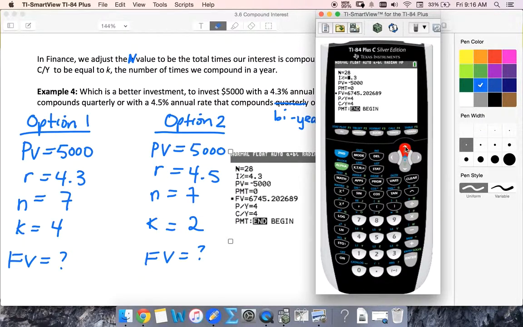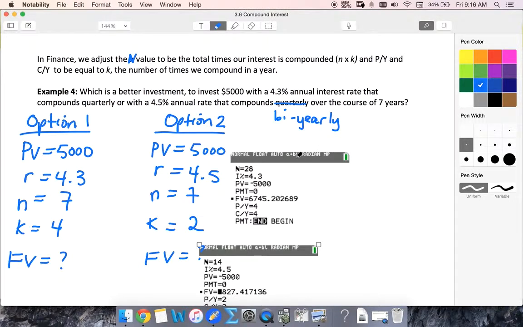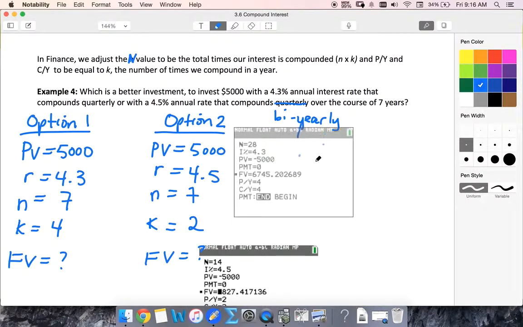So now let's change it. Instead of compounding quarterly, I'm going to take 7 years and compound twice a year. And then 4.5% as my interest rate. Now instead of 4 times a year, it's twice a year. So that automatically changed 2 and 2. My future value, that's what I want to solve for. All right, so I can see that with my higher interest rate, my higher interest rate made me more money.